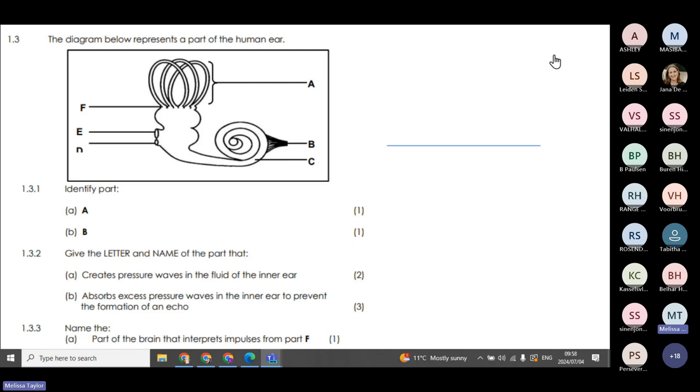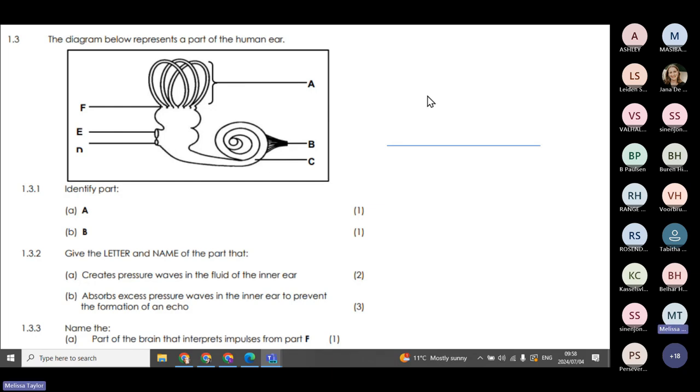So A are those semicircular canals. And B is the auditory nerve. Remember, it's coming off the cochlea and going towards the brain, transmitting impulses. So it's the auditory nerve. And then 132, they want the letter and the name of the part that creates pressure waves in the fluid of the inner ear.